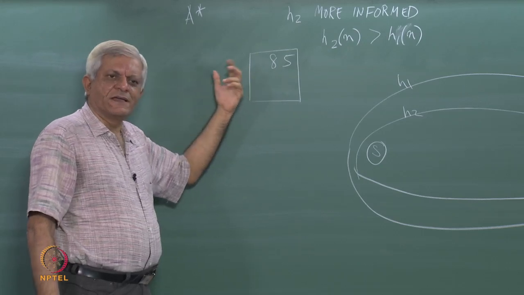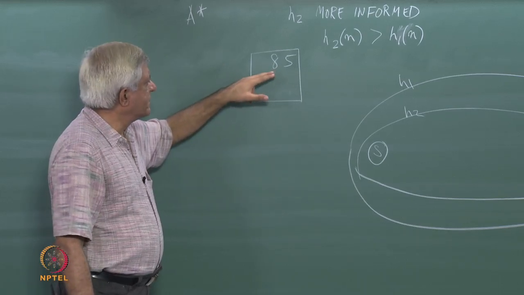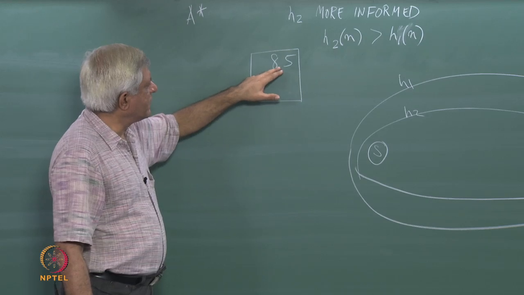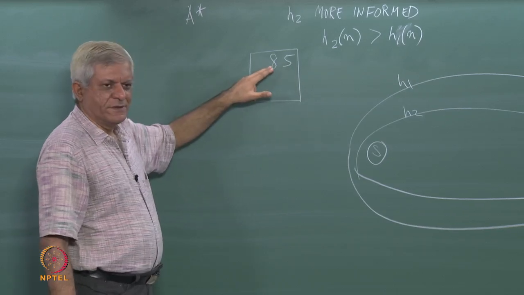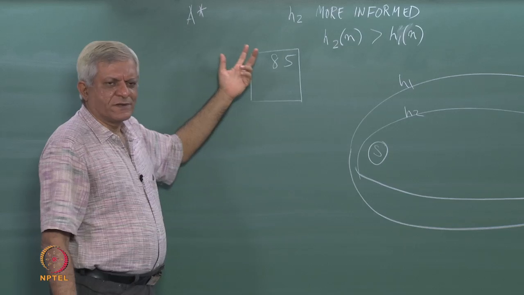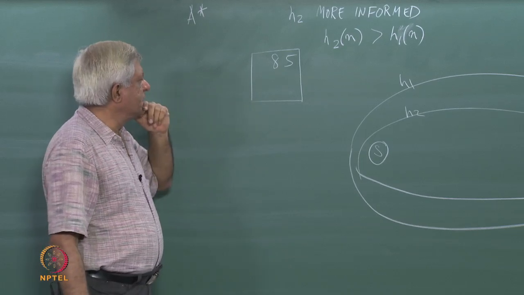The other function that we saw was a Manhattan distance function, which said that you would need one step to take 8 to this position, and you will take one step to get 5 to this position. So, the cost would be 2 essentially, or the contribution of these 2 tiles would be 2 essentially.